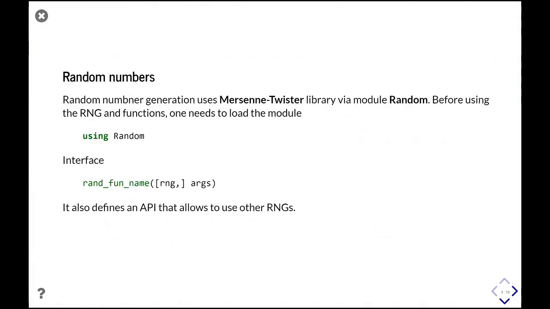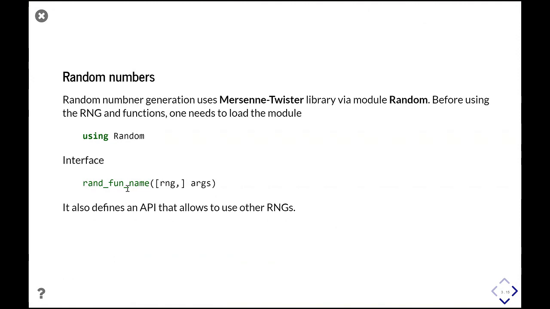Random numbers. Just quickly, as a summary, random number generation uses the Mersenne Twister libraries, high-quality random number generators, through the module Random. And before using a random number generator function, make sure that you load the module Random. And the interface is interesting here.